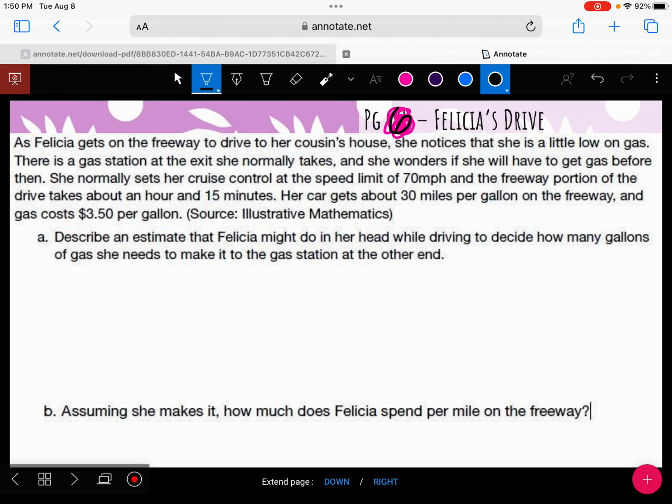I want us to think about, and you guys are going to do this on your own, and we'll come together in about 10 minutes and go through some ideas that we have. What are some estimates that she can do in her head? No calculator. Can she get there?